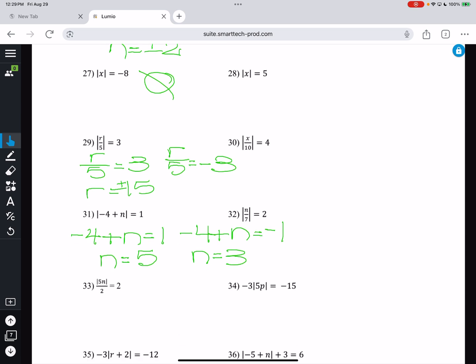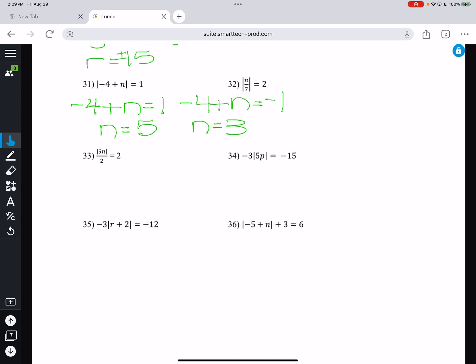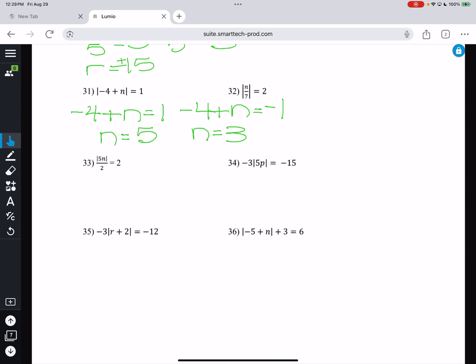All right, 33. Absolute value bars isolated? No. No, good catch. How can we isolate them? Multiply by 2. Multiply both sides by 2. So 2 over 1, 2 over 1. That means the denominator cancels out, and we're left with the absolute value bar of 5n. And then when we multiply 2 by 2, we get 4.